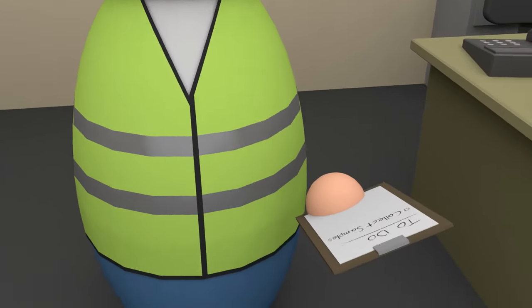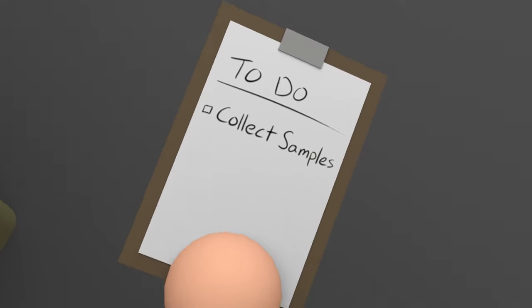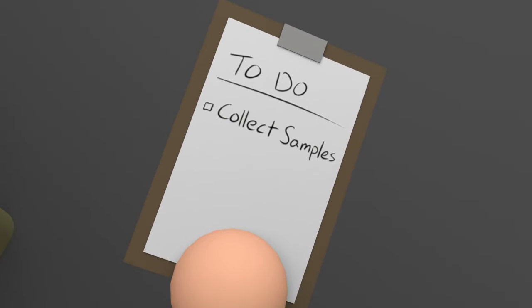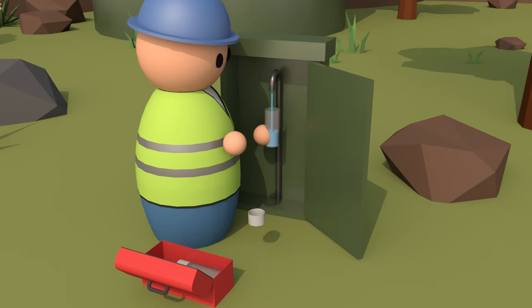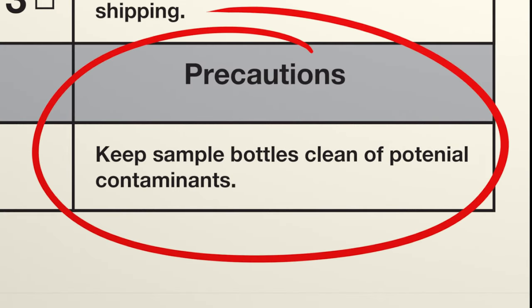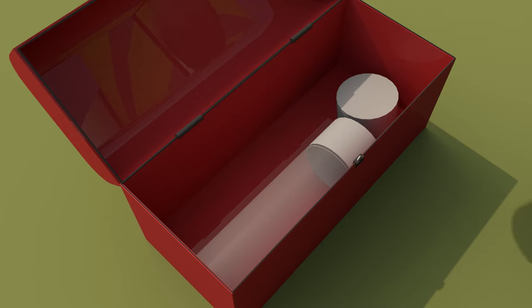Like before, Bill is tasked with collecting samples of the local drinking water for testing. But this time, he receives the standard operating procedure for collecting samples. Uh-oh, it looks like Bill has dropped the lid to the sample bottle again. But this time, he follows the instructions on the standard operating procedure and uses a new clean lid instead.